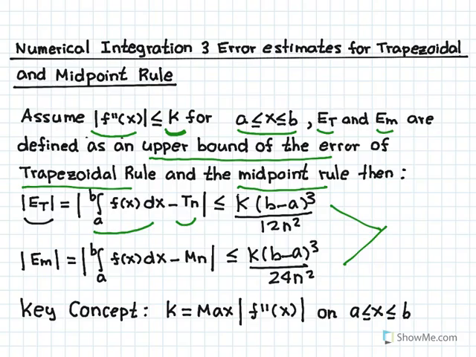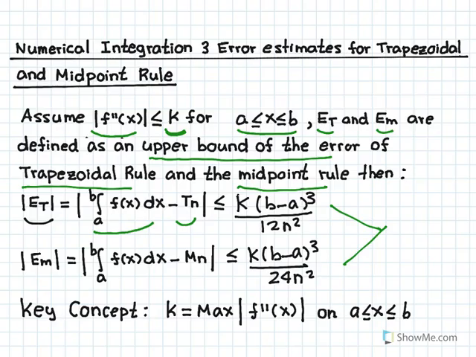If you look at these two error estimates, they look almost identical. The only difference is for the trapezoidal error estimate, you're dividing by 12, and for the midpoint error estimate, you're dividing by 24. That means the midpoint error estimate is half the error estimate for trapezoidal rule, and that means the midpoint rule is more accurate, of course, because it has less error. The error is half of the trapezoidal rule.